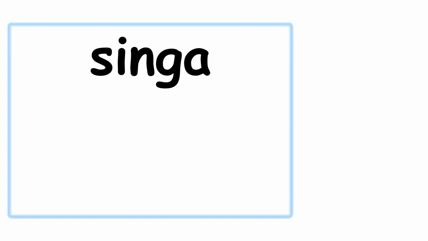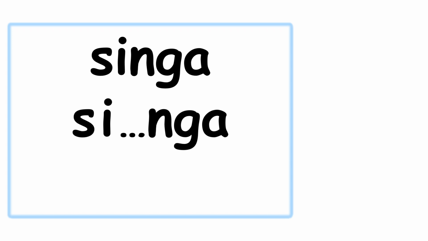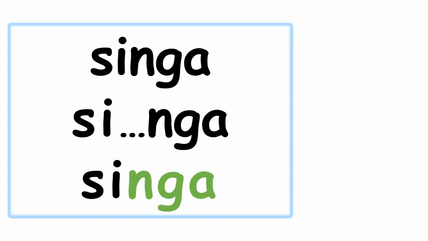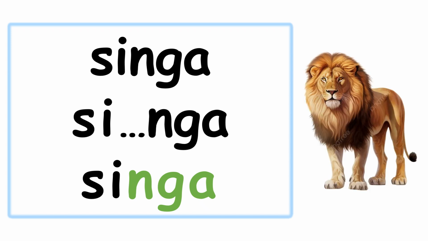Can you separate the suku kata of this word? We say singa. Singa means lion. Singa makan daging. That means the lion eats meat.